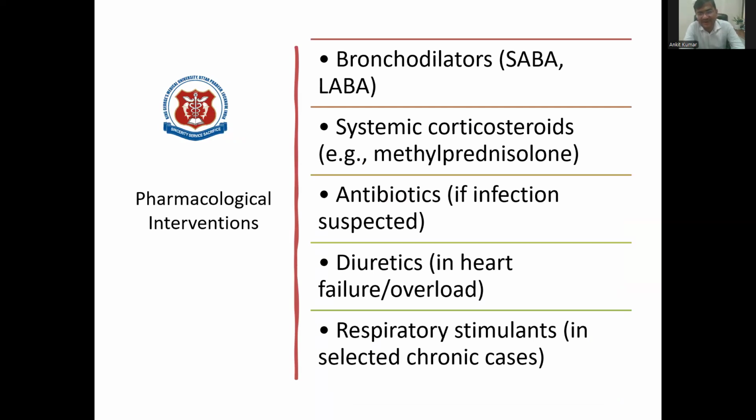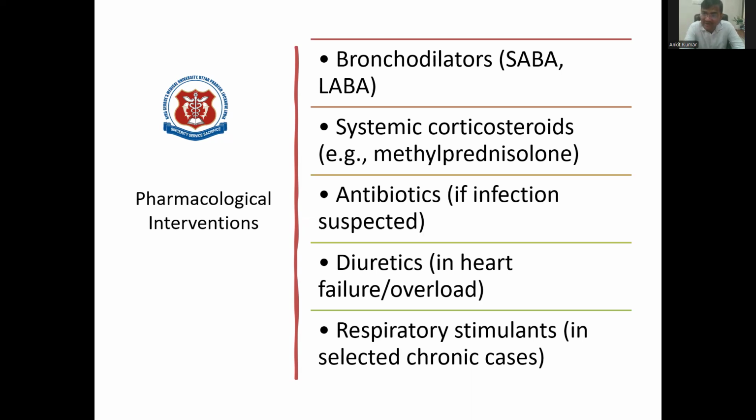Pharmacological intervention for type 2 respiratory failure, what I told you earlier: if the patient has spasm or bronchoconstriction, you should give the bronchodilator, either short-acting or long-acting beta agonist. Systemic corticosteroid you can give, which can reduce the inflammation of the airway and make ventilation of the lung adequate. If the patient has symptoms of infection, you may prescribe antibiotics.